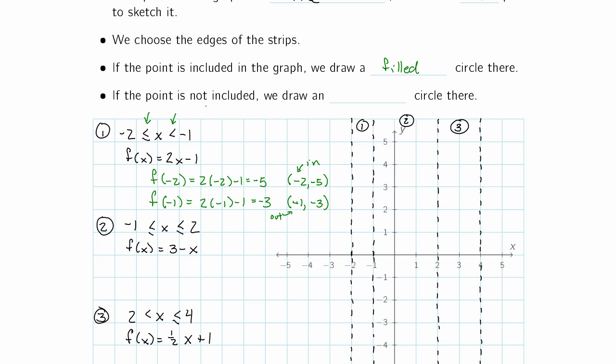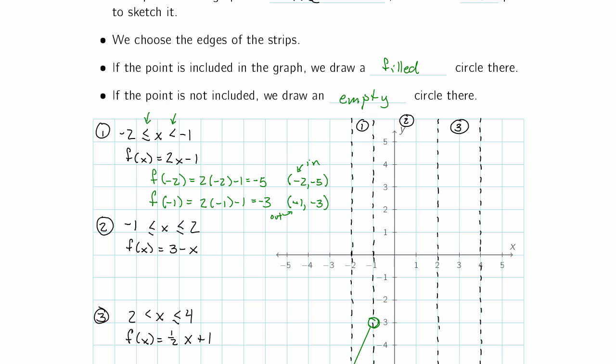The points that are not included in the graph, just like we did with inequalities, we'll draw an empty circle there. So I'm going to draw an empty circle at negative 1, negative 3. That's right here. And then I'm going to connect those points with a straight line, and that will be that piece of my graph. So I draw a straight line connecting these 2 points.